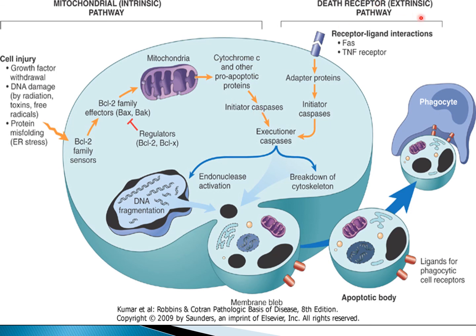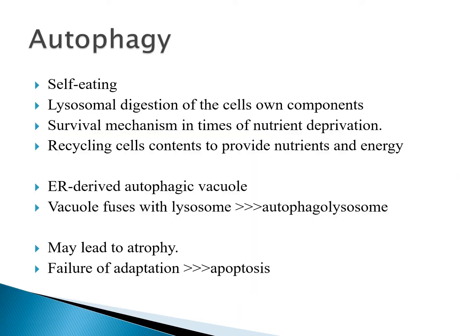In the death receptor pathway, we have this binding between the FAS receptor and FAS ligand, or the TNF receptor with its ligand, that will lead to activation of the death domain in this receptor on the cytoplasmic side that will activate caspase 8 and then executive caspases. So both of them will lead at the end to the same result, but the mechanism is different according to the cause of apoptosis.